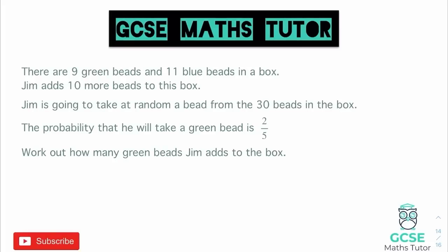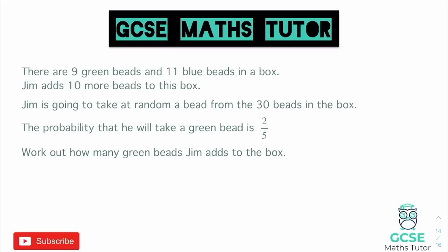Okay, so looking at a probability problem. It says that there are 9 green beads and 11 blue beads in a box. Jim adds 10 more beads to this box. He's going to take at random a bead from the now 30 beads in the box, and the probability that he will take a green bead is 2/5. How many green beads did Jim add to the box?